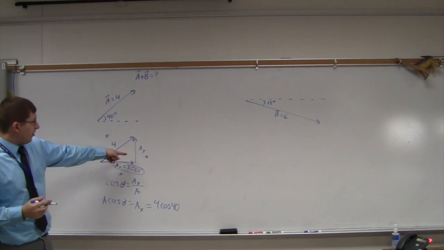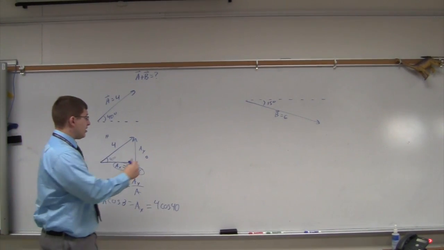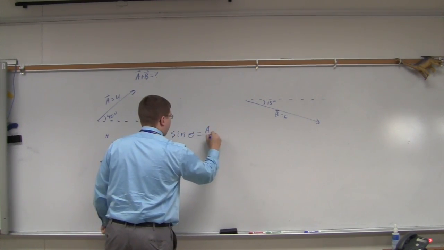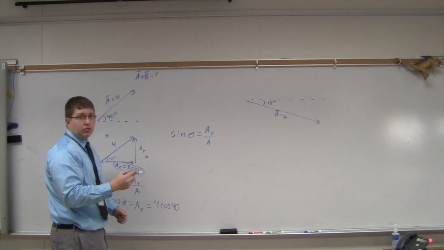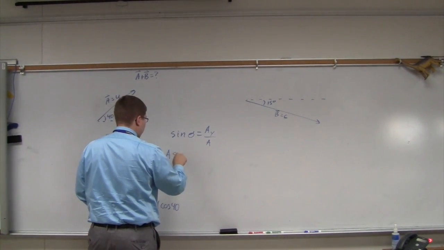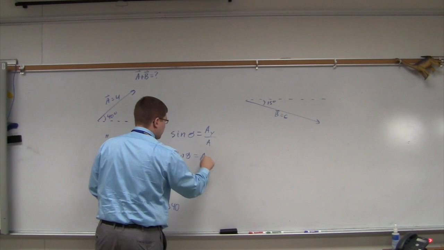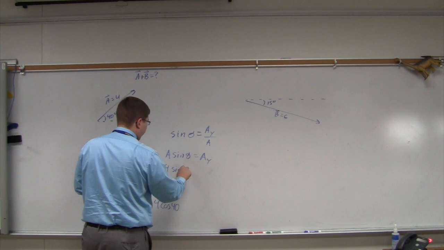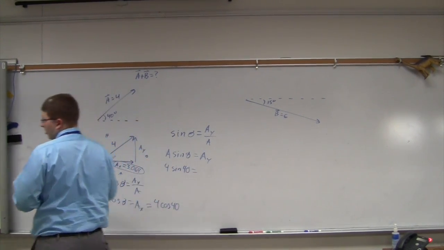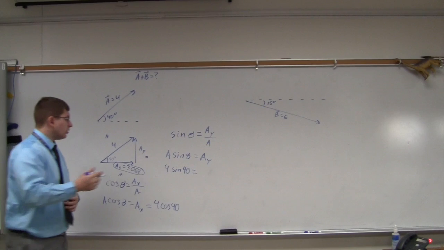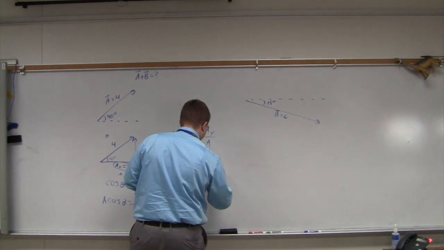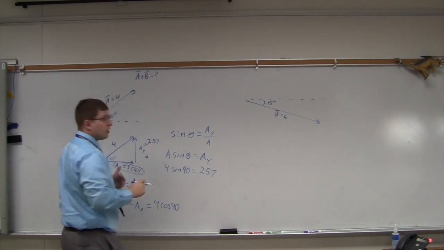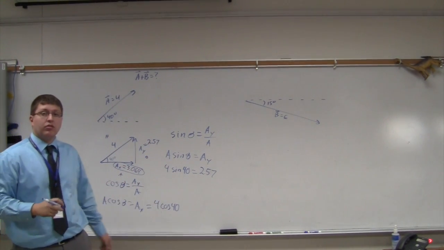I'm going to do the same type of thing to find AY, but AY is the opposite side of the triangle, so I'm going to use sine, because the sine of theta equals AY over A. Rearranging algebraically, you get A sine theta is AY. Plugging in our numbers, you get 4 sine 40, which equals 2.57. So there's the magnitude of AY, 2.57. We just broke vector A up into its horizontal and vertical components.